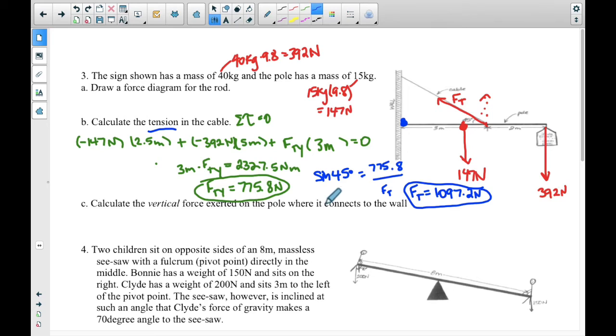All right, so what I did is I used sine of 45. You could have used radical 2. You could have done various things here, but when I did that, I came up with a force of tension as 1,097.2 newtons. Now the next question asks us to calculate the vertical force exerted on the pole where it connects to the wall. So if they're asking about the vertical forces, I'm going to use the sum of the y forces is equal to 0, the equilibrium in the y direction. So we need to look at all the things that are acting in the y direction.